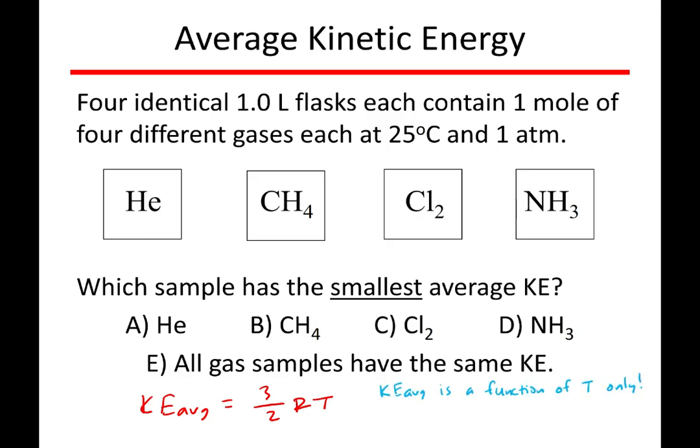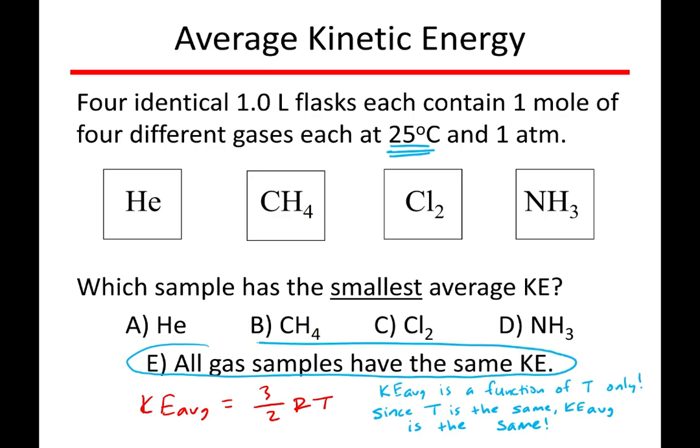Now, we can see in this equation that there is a direct proportionality between temperature and average kinetic energy. If you were to increase the temperature, then you would increase the average kinetic energy of the gas, but that's the only way that you could change the average kinetic energy of the gas. In this problem, all the gases are at the same temperature of 25 degrees C, and so all of the gases will have the same kinetic energy. Therefore, the answer here is E. All the gas samples will have the same average kinetic energy because all of the gas samples are at the same temperature.